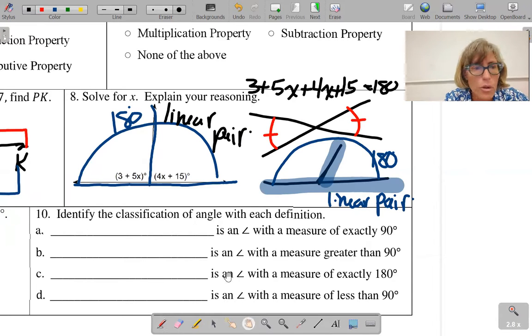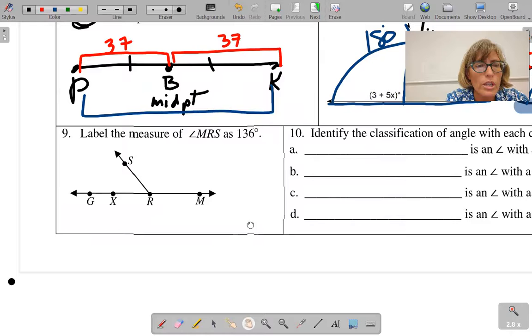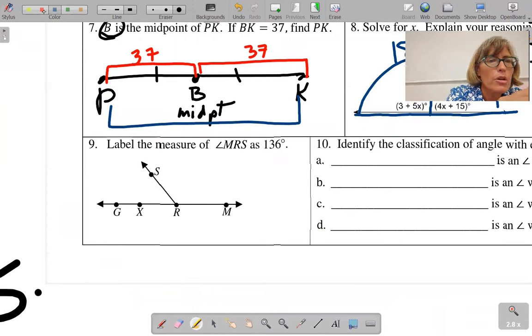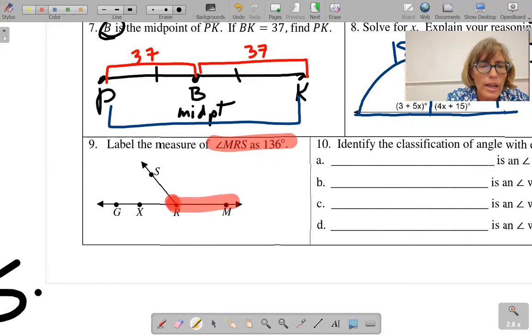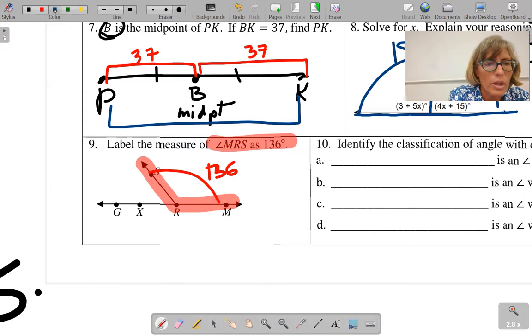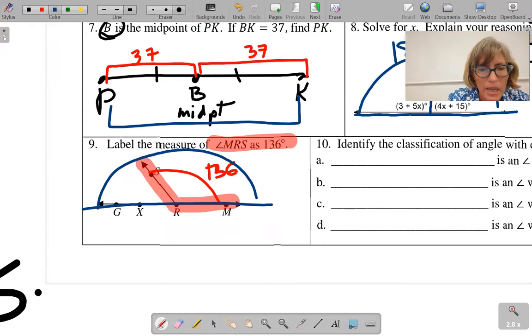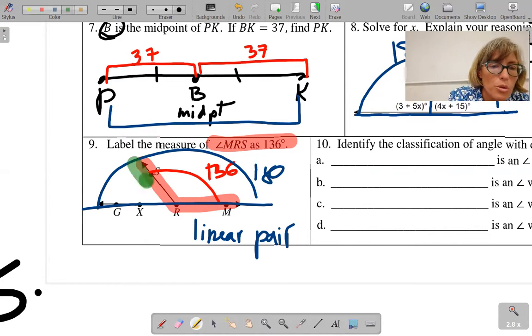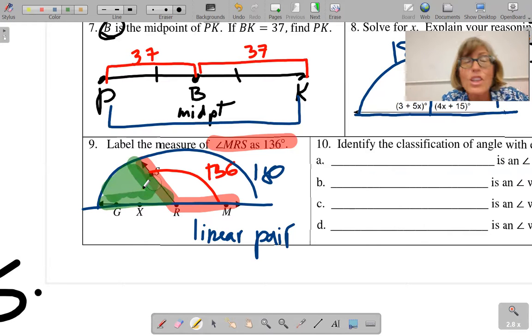Let's see, I have time for just 2 more here. You are told that angle MRS is 136. We have here share a spine, make a line. That's a linear pair. Therefore, it adds up to 180. So it should be pretty obvious what you do to get the green. You subtract.